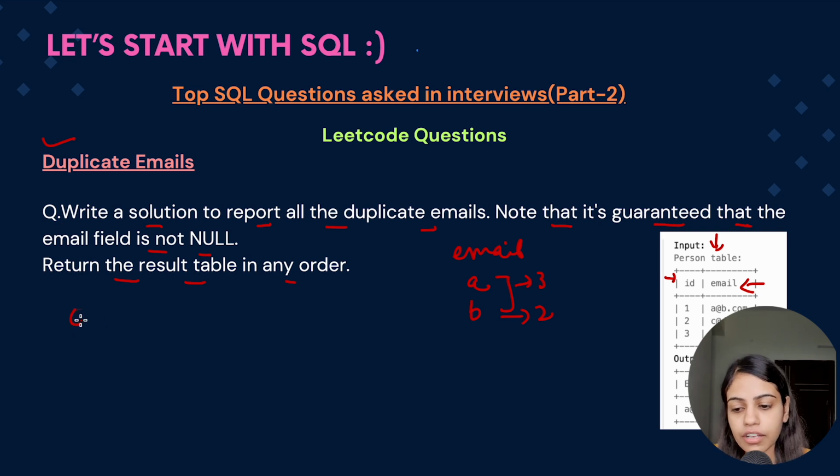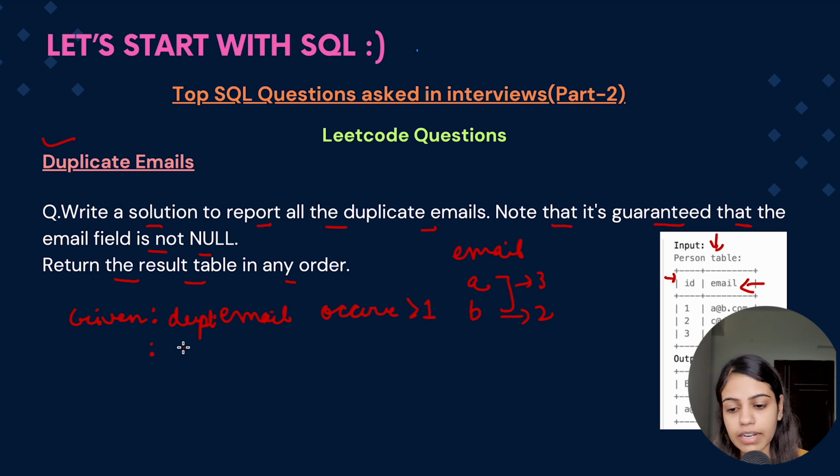So let's solve it. So what is given? It's given that we have to find the duplicate email, that is, all the emails which have occurrence more than one time in the given table. Now it is also given that email wouldn't have any null values. And the third thing which is given is that we can return the result in any order. So there is no ordering logic involved.